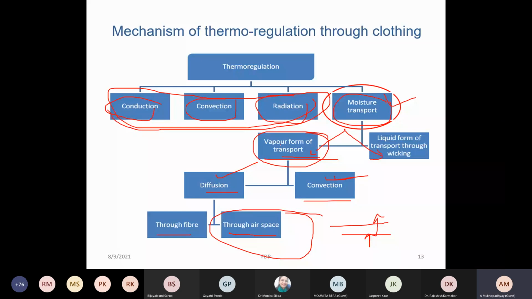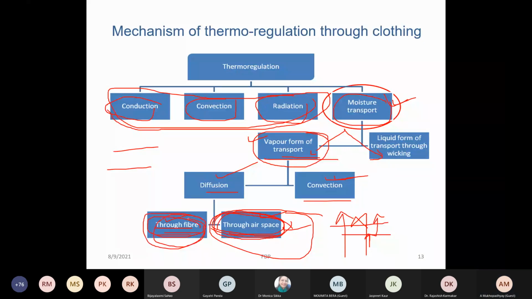But if you look at this moisture transport, particularly the vapor form of transport, then the role of passing of the moisture vapor through airspace will be to a high level. Through fiber, obviously vapor can pass through, but the mechanism is very slow compared to the passing of vapor through airspace. That's why in many cases people predict the vapor permeability of the material by simply measuring the air permeability. Whenever you measure air permeability, air cannot pass through the fiber, whereas vapor can migrate through the fiber, but this is a slow process.